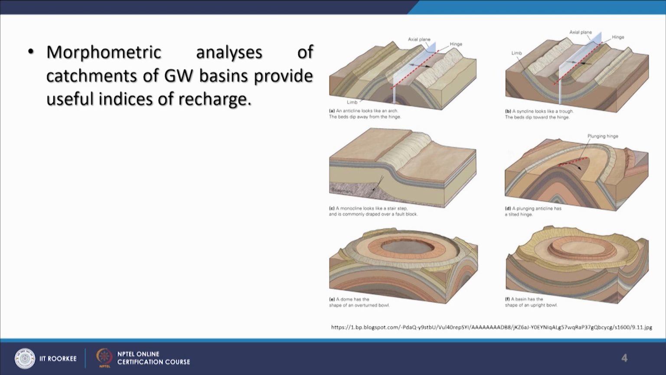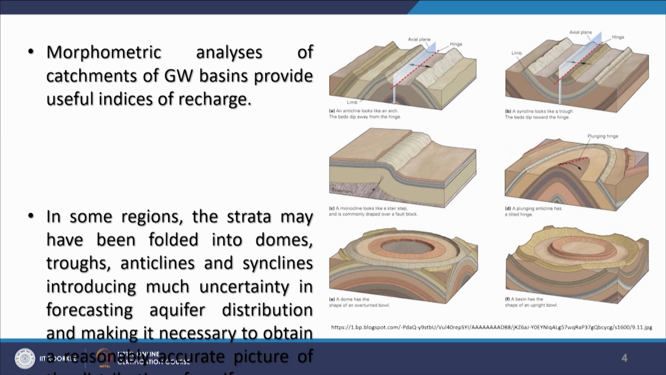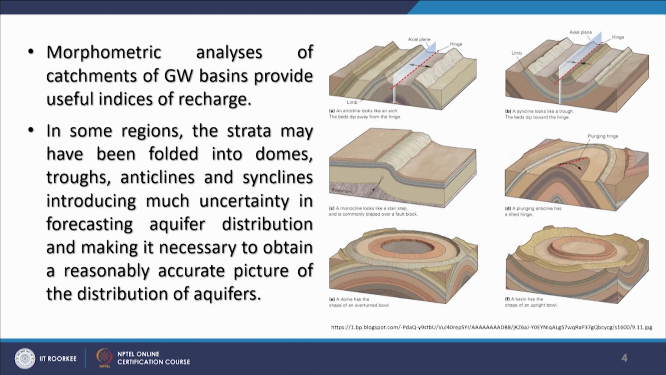If it is a metamorphic setup, with metamorphic rocks, then catchments of the groundwater basin provide useful indices of recharge, because we are not only looking for the presence of water, its occurrence and yield, but also how our aquifers will get recharged. Today we may get water in these aquifers, but if there is no recharge possibility, then it is a real challenge. In some regions the geological strata may have been folded into domes, troughs, anticlines and synclines, introducing much uncertainty in forecasting aquifer distribution.